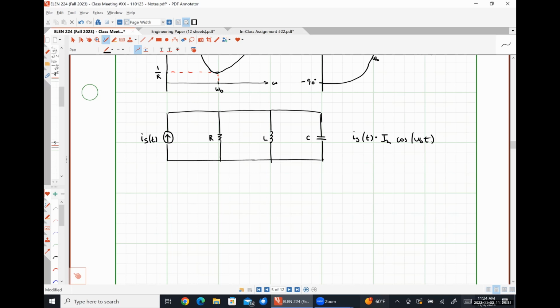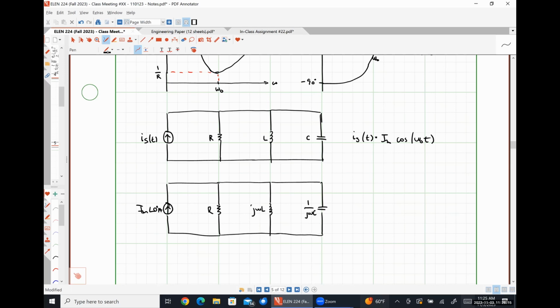And we're going to do our analysis in the frequency domain because we all know that analysis in the time domain sucks. So we shouldn't do it. So this is going to look like I_M angle 0 degrees amps, in parallel with R, in parallel with j omega L, in parallel with 1 over j omega C.